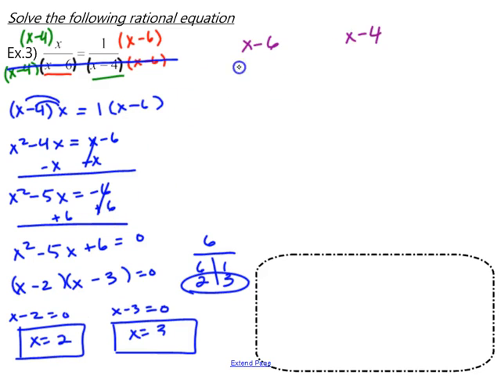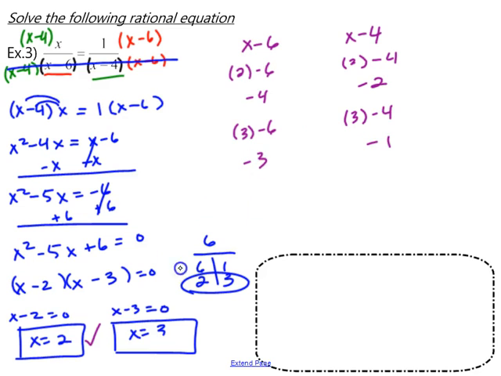So when x equals 2, and we substitute that back into both denominators, we'll get a value of -4 and -2. Neither one is 0, which means that x equals 2 is a valid solution. And if we substitute in 3 for x into both denominators, we have -3 and -1. And again, since neither one is 0, that is also a valid solution.